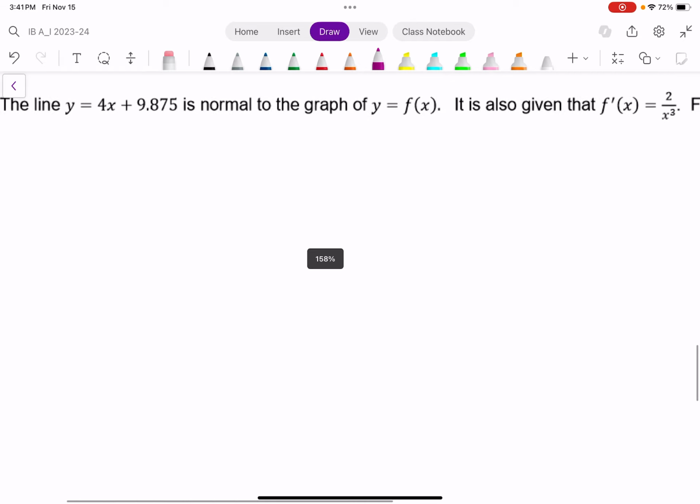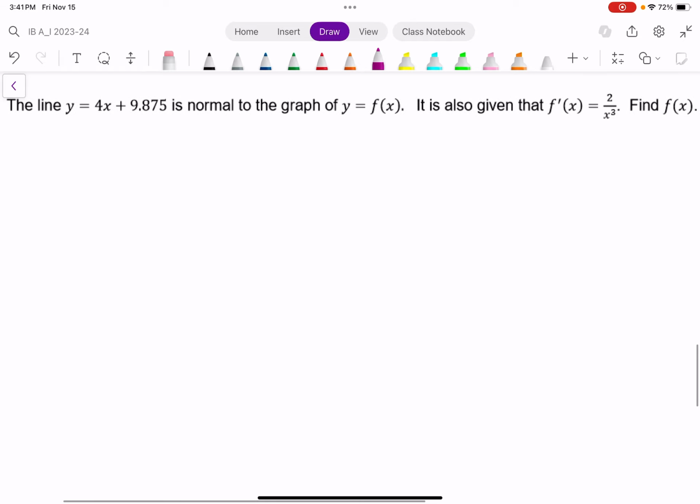Last question, similar idea, deceivingly tricky, but in the end we're trying to find a function and we're not told its equation, we're told its derivative, and we're told that this line, y equals 4x plus 9.875, is normal to the graph at some point, but we don't even know the function. That's it. There's lots of approaches. Let's first focus on this first.